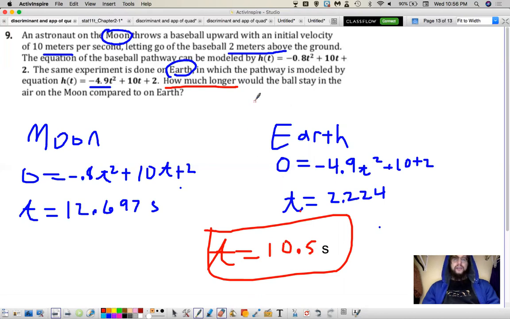That's, again, how much longer would it stay in the air? There's no air on the moon. Interesting expression. Anyway, sorry. How much longer would it stay afloat on the moon compared to on Earth? 10.5 seconds. Okay. So again, you're going to be given your equations. You don't have to derive them. But these a's, the coefficients of t squared, came directly from the gravity of whatever planet you might be on. Everything else is initial velocity and initial position.